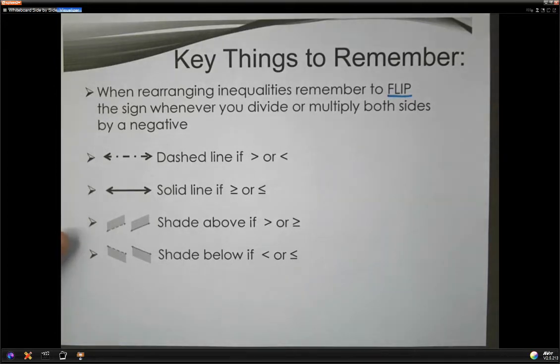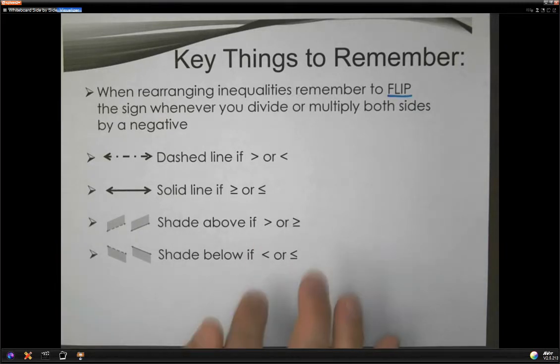The last thing is that there was always some shading. You either shade above if it's greater than or below if it's less than. Now, do remember I did use a test point in the previous video to show you. Here, we'll probably focus a little bit more on the greater than or less than to determine how to shade.